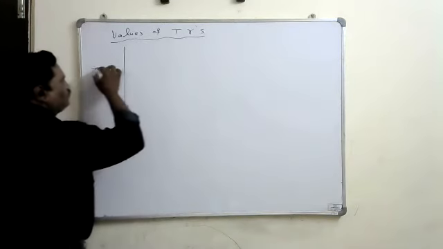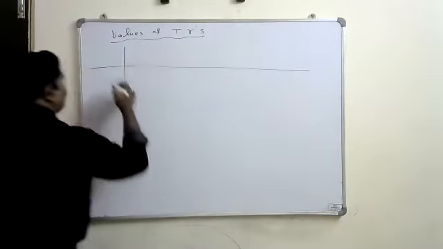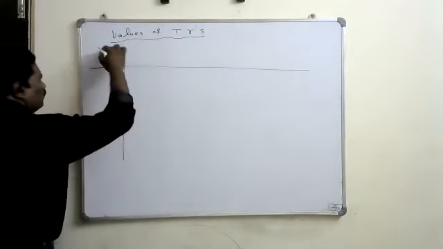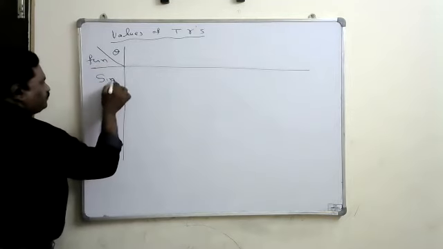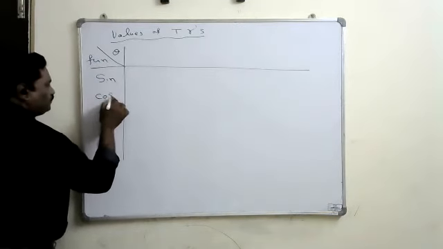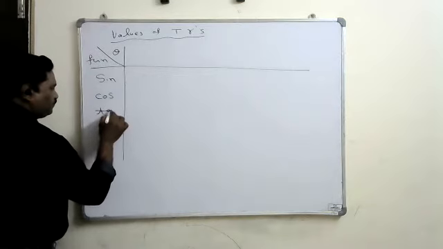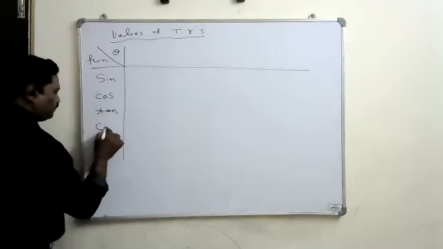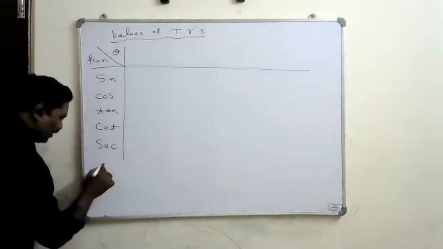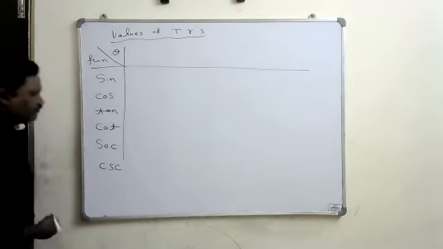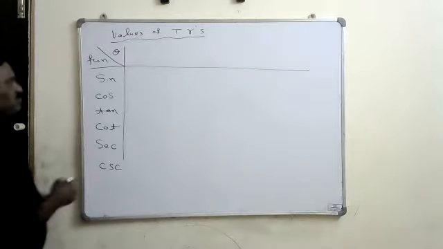Take this tabular column. The angle theta, horizontally I will take. The functions I will take here are sine, cos, tan, cot, secant, and cosecant. So these are the functions.